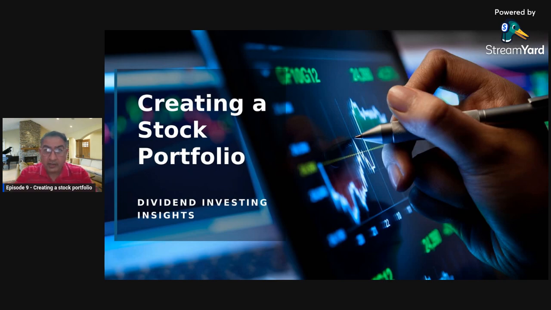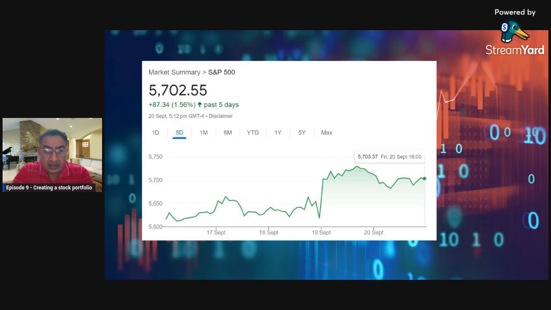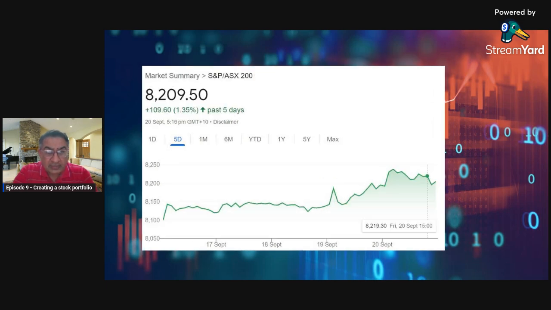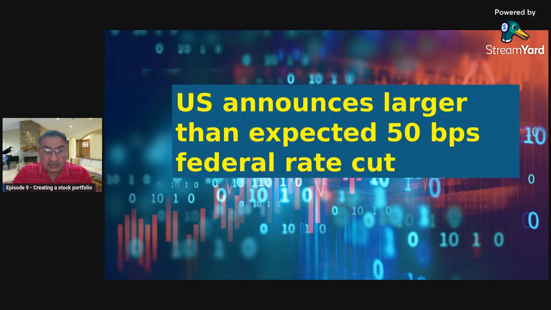However, before we go into the episode, let's look at the performance of the markets for the week. The S&P 500 over the last week gained 1.56%. The Nasdaq gained 2.13%, and here in Australia, the ASX 200 gained 1.35% to end at 8,209.5 points. All of this was driven by the larger than expected 50 basis points federal rate cut announced by the US agencies. This comes as positive news, at least in the short term.